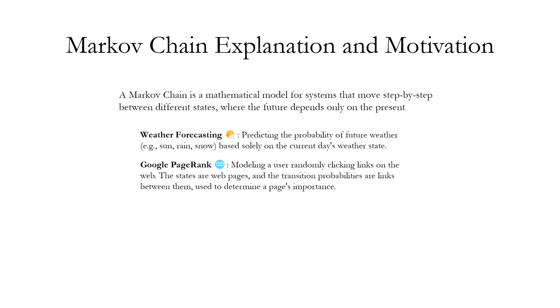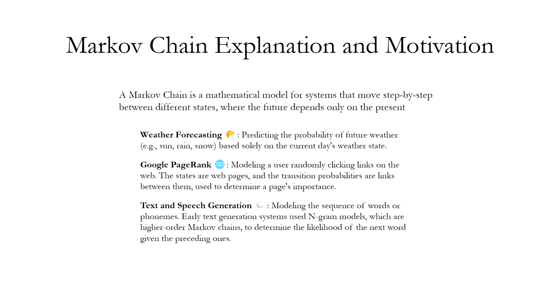Also, Google PageRank, modeling a user randomly clicking links on the web. The states are web pages, and the transition probabilities are links between them used to determine a page's importance. Now, we'll be talking about the idea of transition probabilities as well.